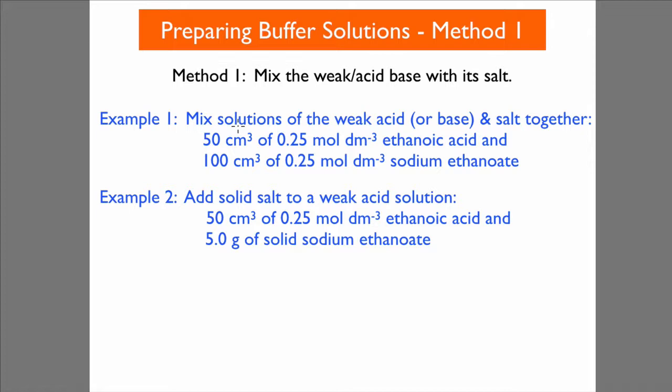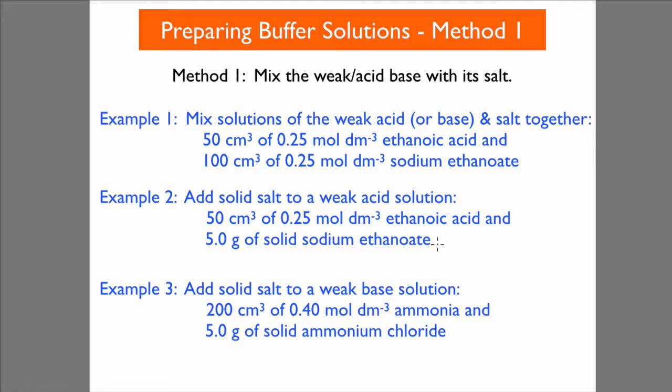Example 2. Add solid salt to a weak acid solution. We've got 50 centimeters cubed of 0.25 molar ethanoic acid and 5 grams of the sodium ethanoate, the salt. Another way of doing it, you can add solid salt to a weak base solution, 200 centimeters cubed of 0.4 molar ammonia and 5 grams of the solid ammonium chloride. So a few very straightforward methods there.